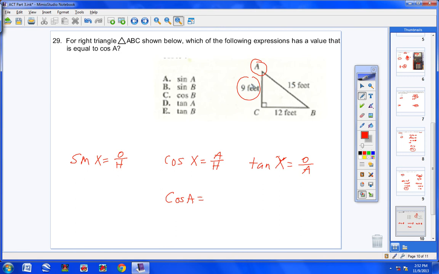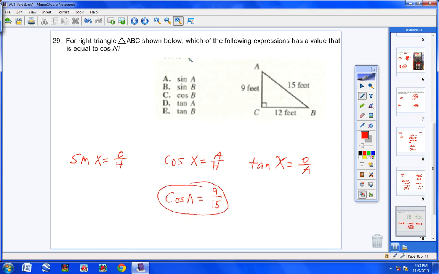So my adjacent is 9. My hypotenuse is 15. Do you see that okay? Cosine of A is 9 over 15, adjacent over hypotenuse. Now, which one of these expressions over here is equivalent to cosine of A?